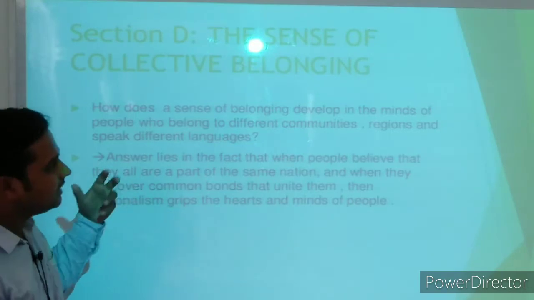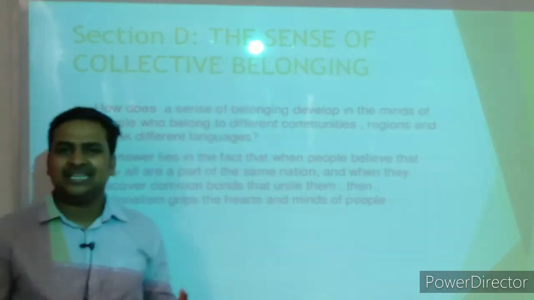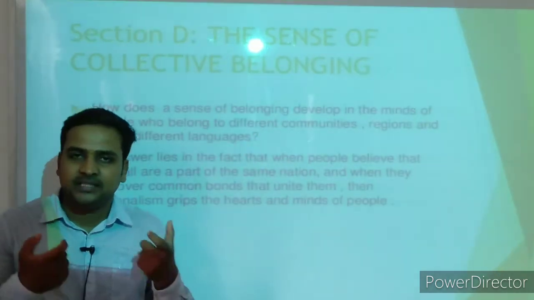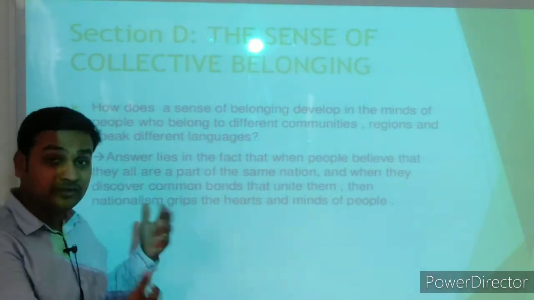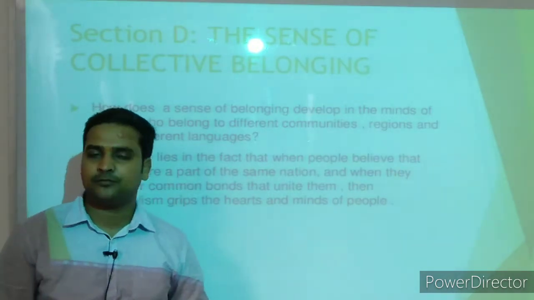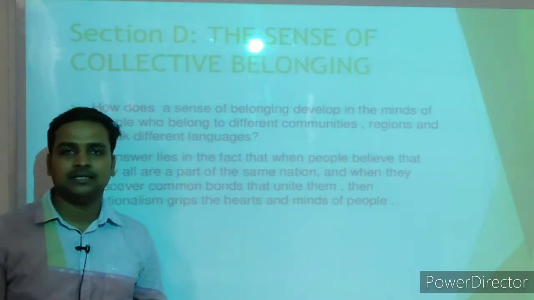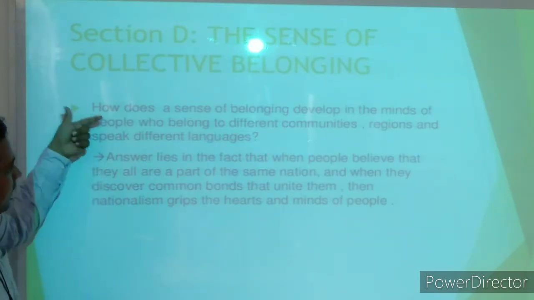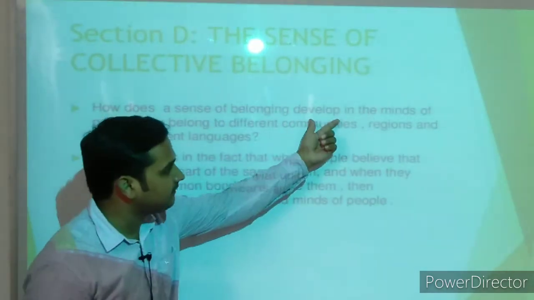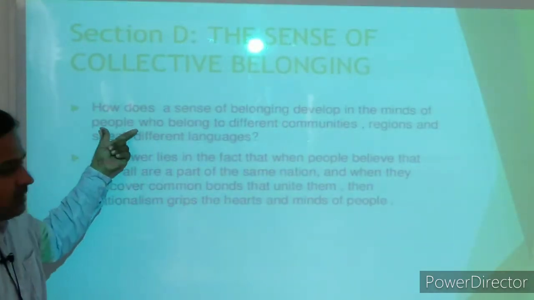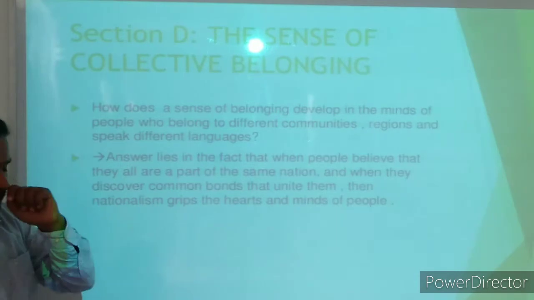But before that, let us visualize and analyze this topic, the sense of collective belonging. What is the basic structure, and what are the basic requirements of the people of India, which was not free from the British? We were in the hands of the British government. So the first question that arises here is: how does a sense of belonging develop in the minds of people who belong to different communities and regions and speak different languages?